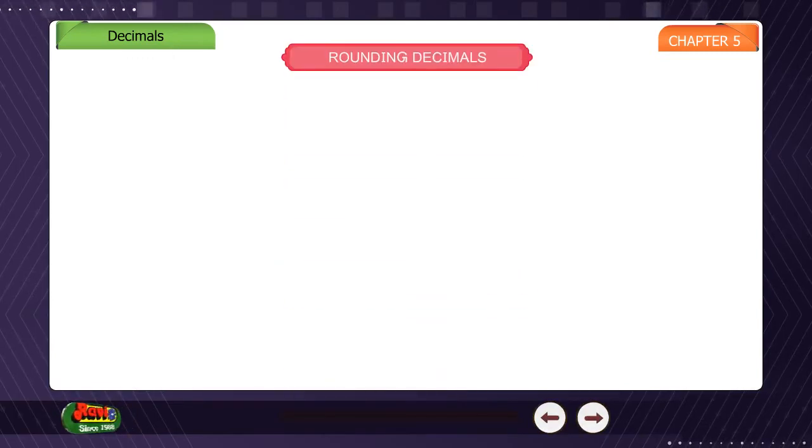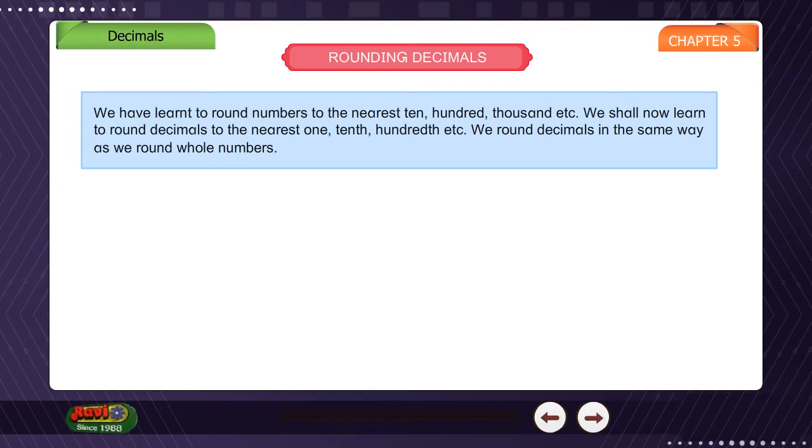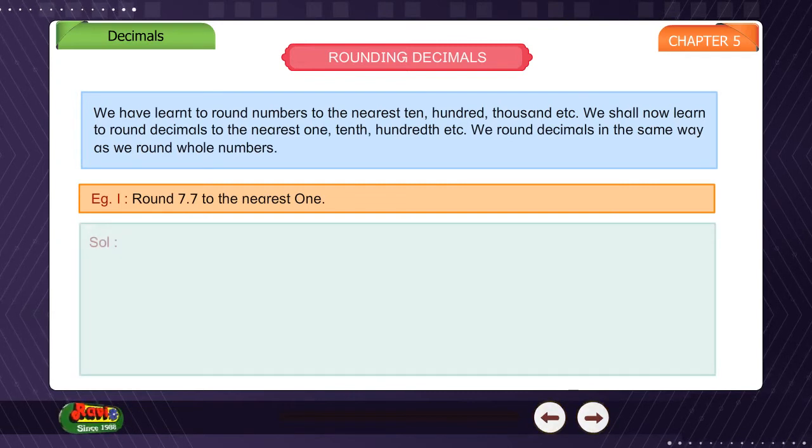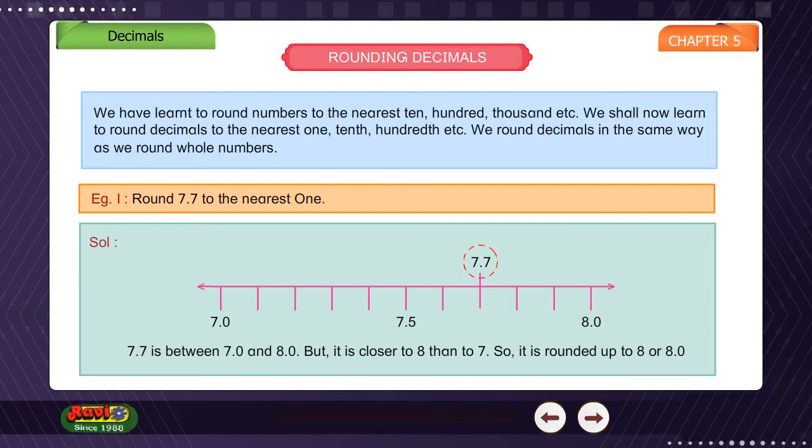Rounding decimals. We have learnt to round numbers to the nearest 10, 100, 1000, etc. We shall now learn to round decimals to the nearest 1, 10th, 100th, etc. We round decimals in the same way as we round whole numbers. Example 1. Round 7.7 to the nearest 1. Solution. 7.7 is between 7.0 and 8.0. But it is closer to 8 than to 7. So it is rounded up to 8 or 8.0.